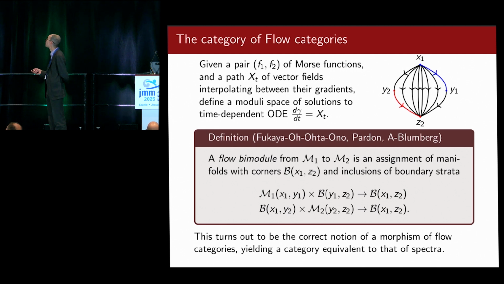And similarly, taking something that goes from x1 to y2 and then concatenating with a gradient flow line of f2. Okay? And this turns out to be the correct notion of morphisms in this setting. And it turns out this category is, if you know something about this, equivalent to the category of spectra, which is the thing that the homotopy theorists use to study stable homotopy invariance of spaces.